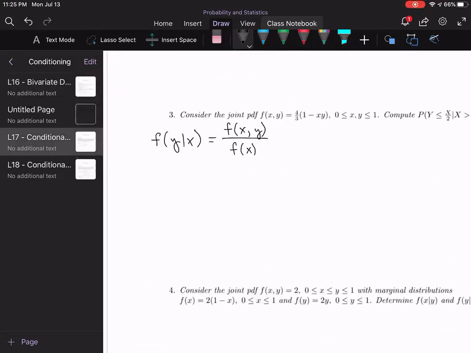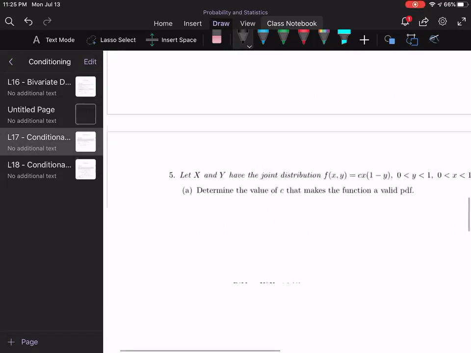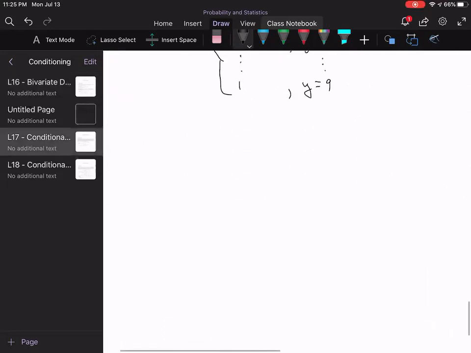All right, so f of x. Let me do that at the bottom. This is integrating y out. So this is the integral from 0 to 1 of 4/3 (1 minus xy) dy. And this is, again, the integral that you want to evaluate in order to get your PMF or PDF in this case.